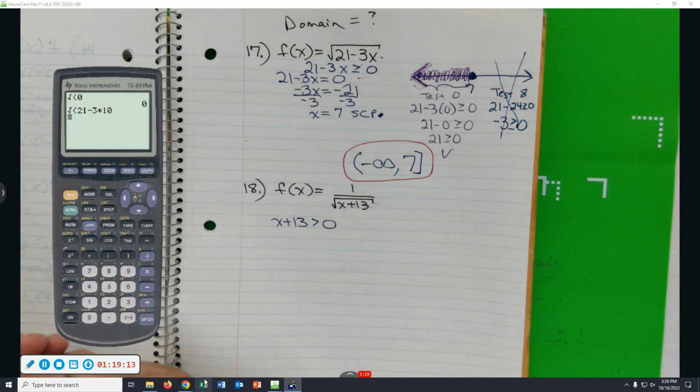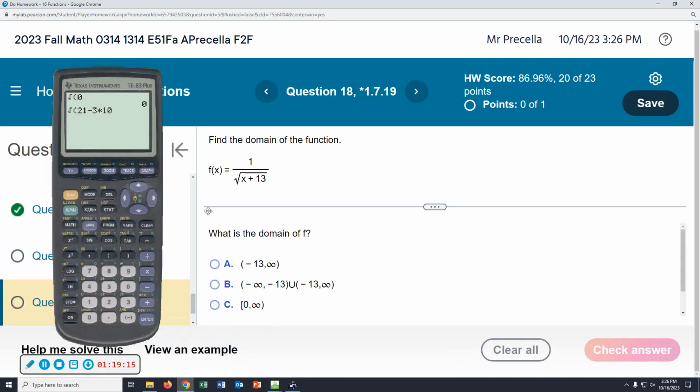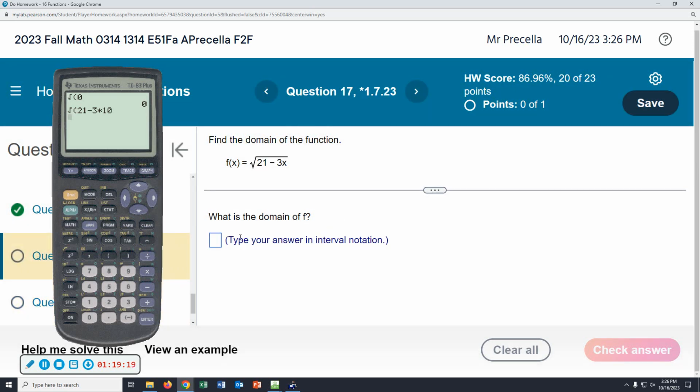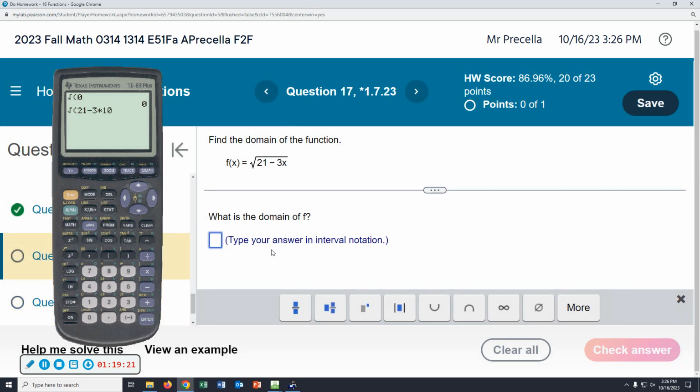Oh, yeah. Before we get timed out. Oh, that's number 7. I meant 18. Here you have to type it in yourself. Left parentheses, -infinity, comma, 7, right bracket. Thank you.